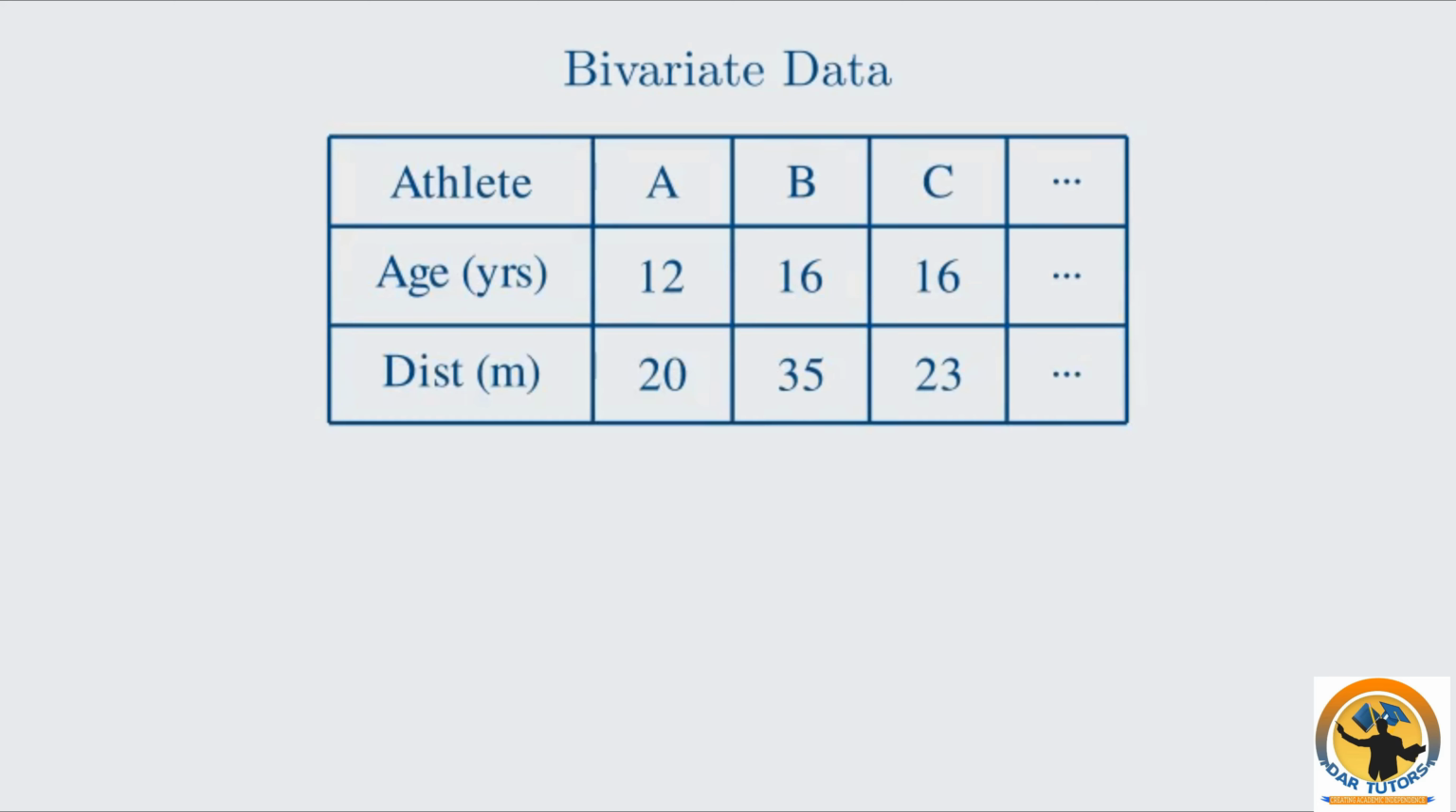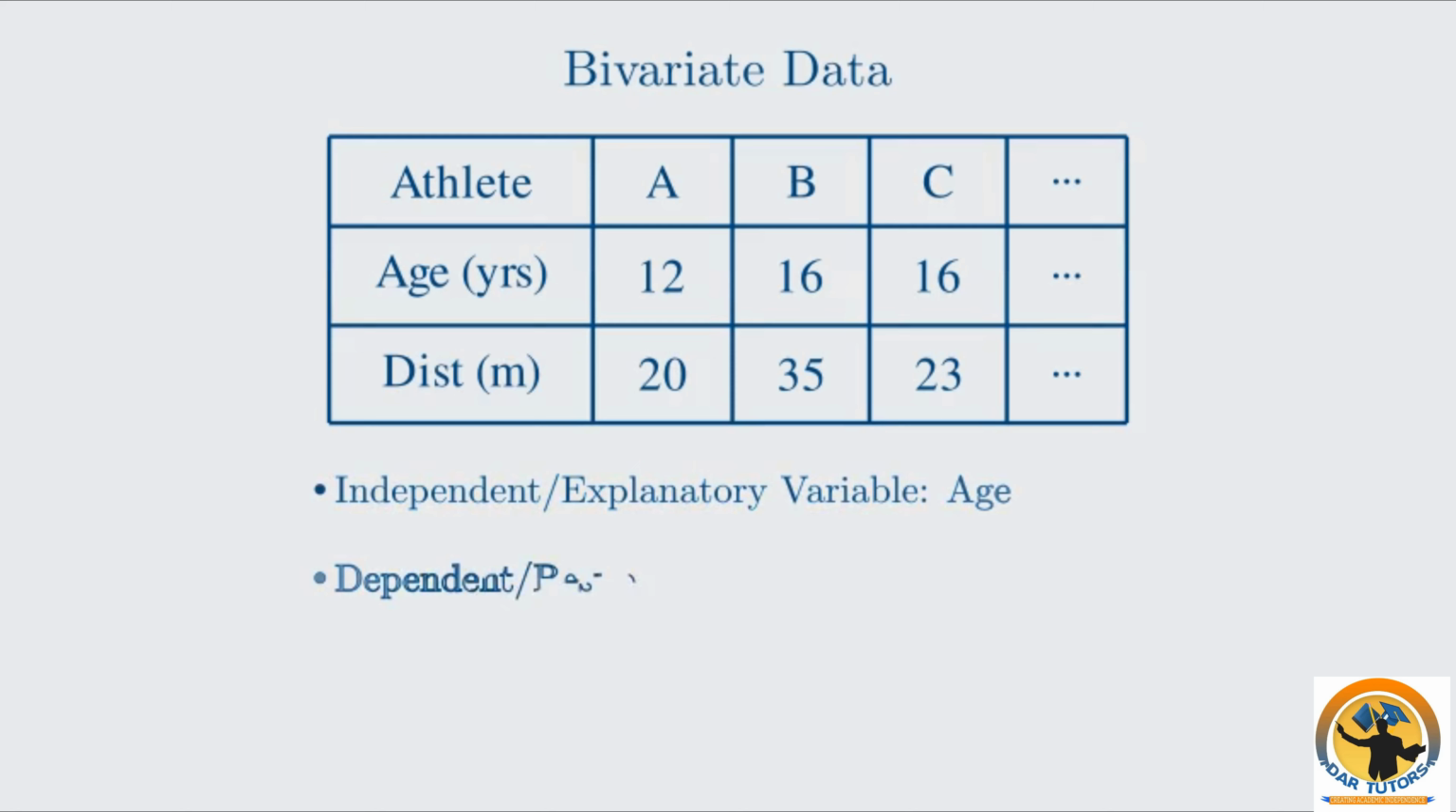A key step is identifying the variables. The independent or explanatory variable is the one we expect to influence the other. The dependent or response variable is the one that is affected. In our discus example, it's reasonable to expect that the distance thrown depends on the athlete's age. Therefore, age is the independent variable, and the distance thrown is the dependent variable. A change in age explains a change in the distance thrown.